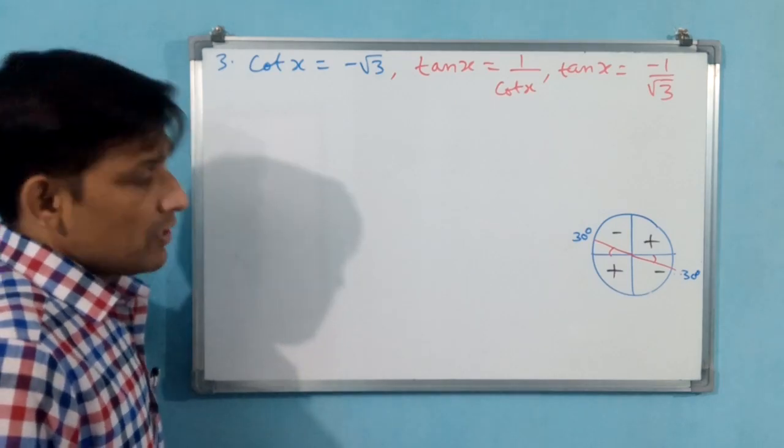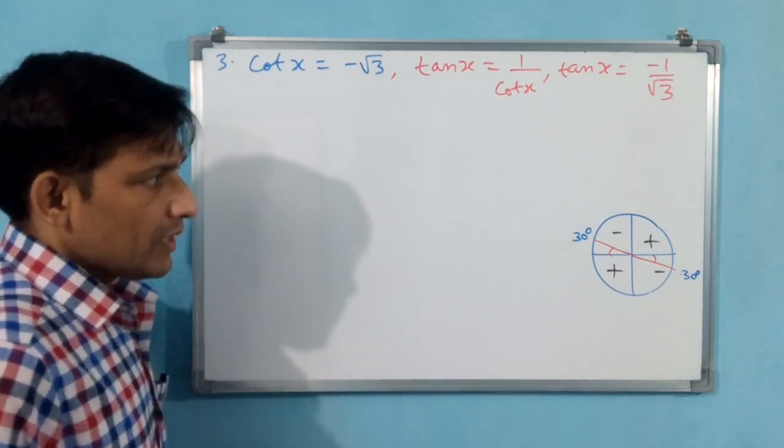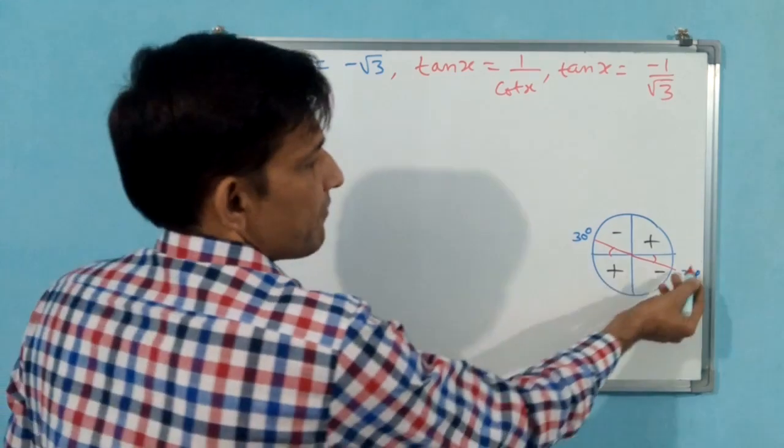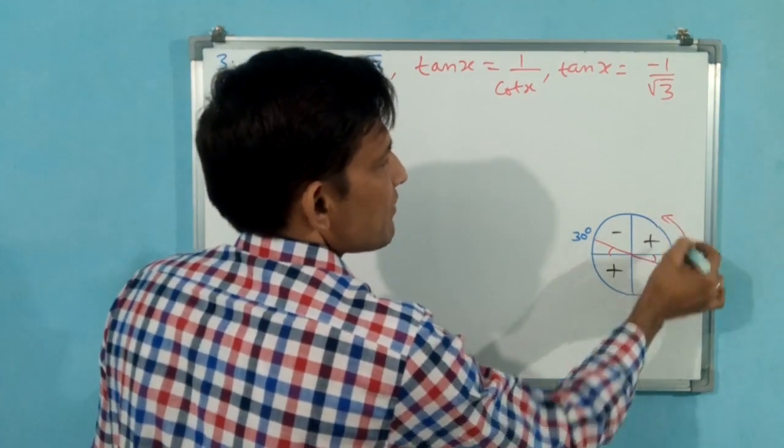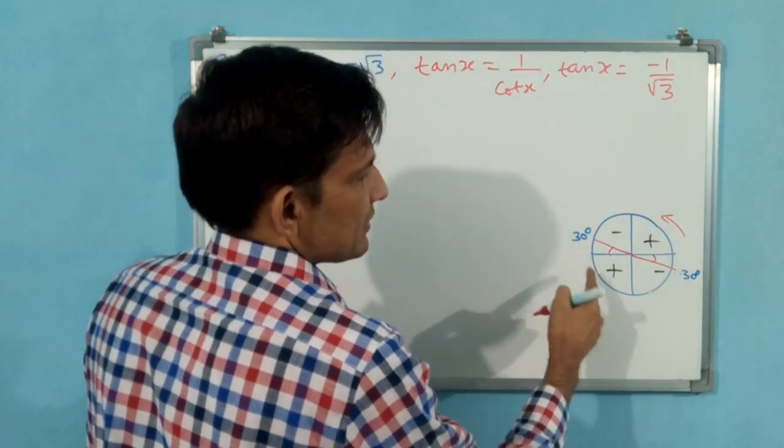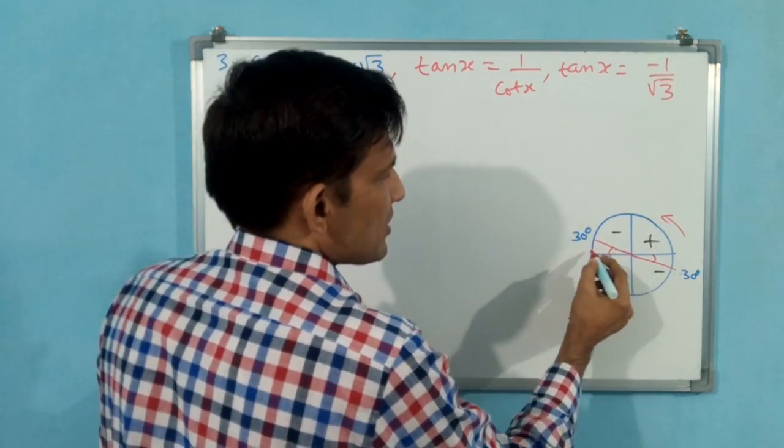Now you tell me, first 30 degree how to take. In this direction, which one is first, this one or this one? This one is first. Both we have to take, but the first one, how much are you going to take?